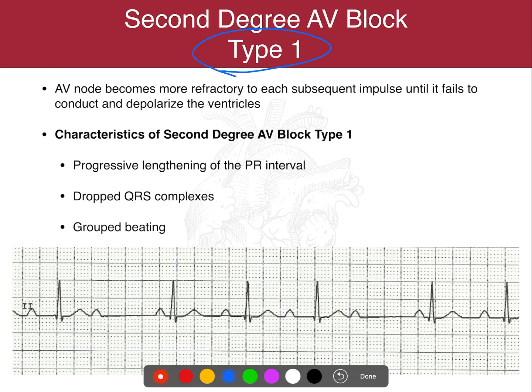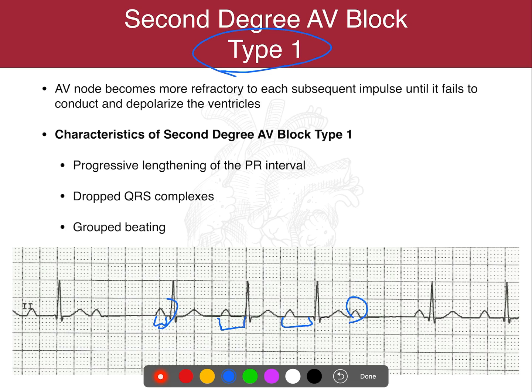And so if you look at the example down below, you can see that the first PR interval looks like it's almost of a fairly normal duration. The second is longer than the first, and the third is longer than the next one. And then eventually what we see is that there's a P wave all by itself with no QRS complex. And that's because that AV node said he was too tired to send the impulse on down through the ventricles.